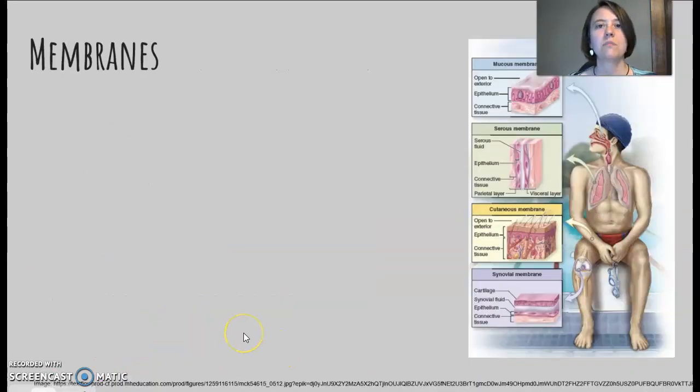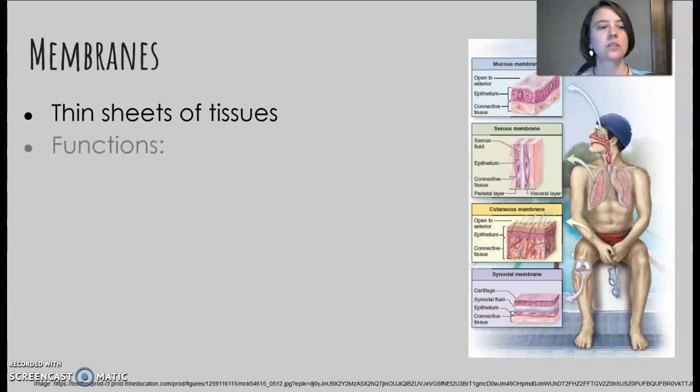Now that we've talked about all 4 different types of tissues, I want to talk a little bit about what these tissues can do for us. So one thing is making up membranes. So membranes are special types of tissues. They are thin sheets of tissues that have some important functions.